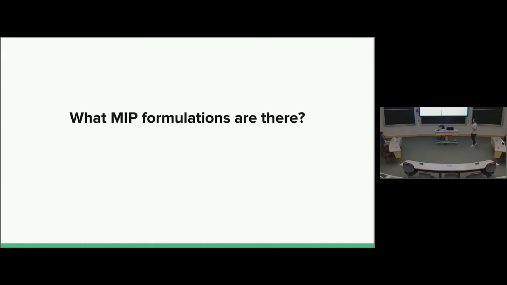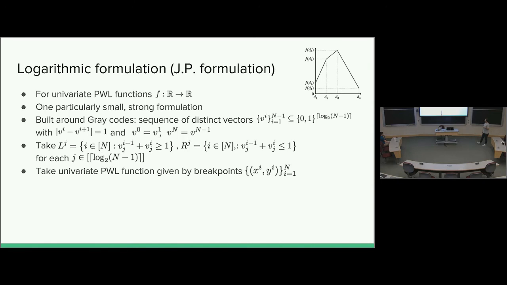Okay, so the first thing we want to talk about is what MIP formulations there are. The one I want to talk about is what I call the JP formulation. Essentially the setting here is that we're just going to consider a univariate function, right? So f maps R to R. And the JP formulation, the logarithmic formulation, is particularly small and strong.